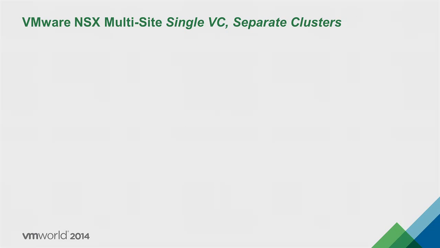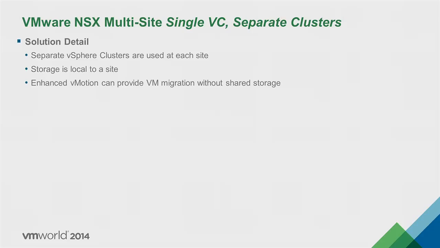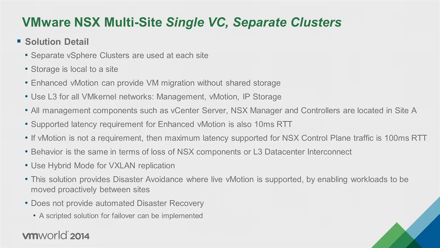So, while the designs are very similar, there are a couple of important differences. Given that we're not stretching clusters, we don't need to manage DRS rules and groups. Storage is local to a site. So if we wanted to migrate virtual machines in this case, we would need to use enhanced vMotion, basically a simultaneous vMotion and storage vMotion, which has its own bandwidth requirements that you need to be aware of. The latency requirement for that enhanced vMotion is also 10 milliseconds round trip time.